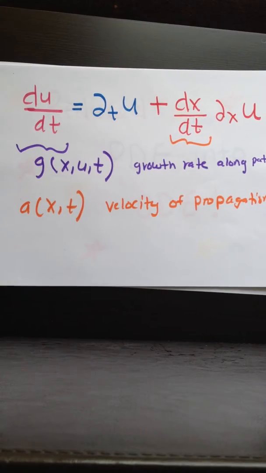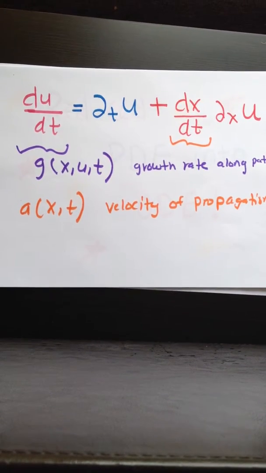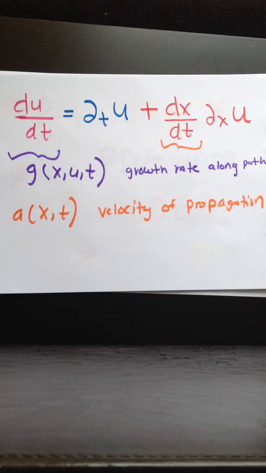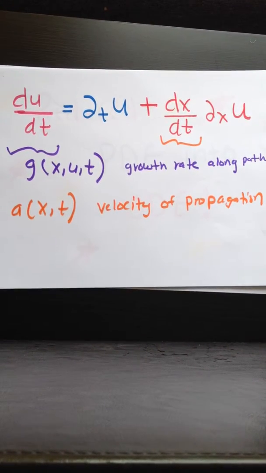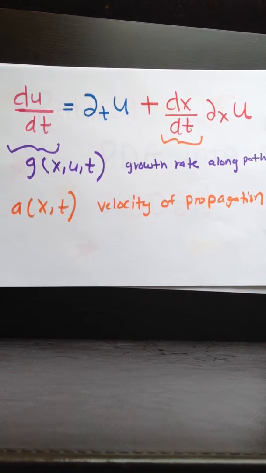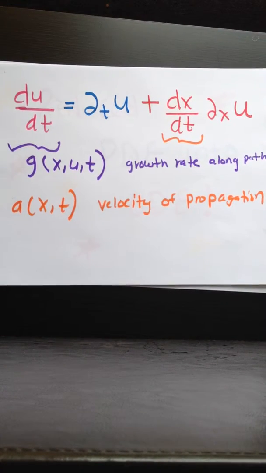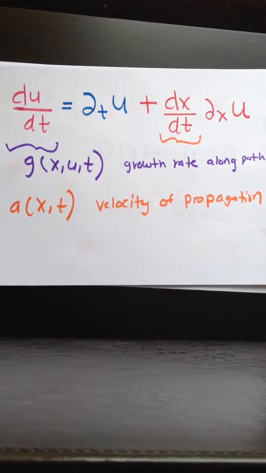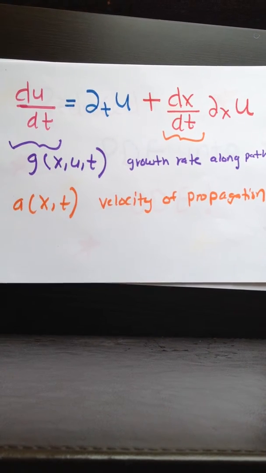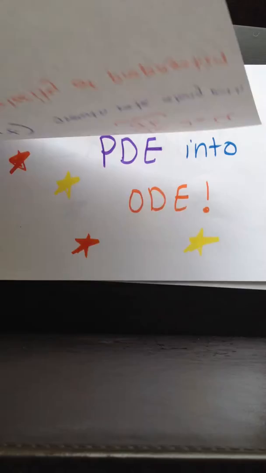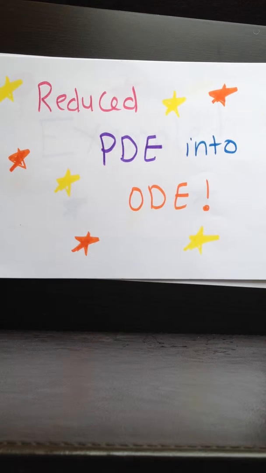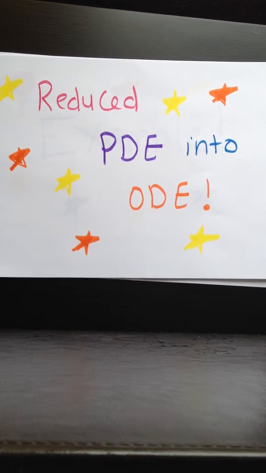so that our equation is du over dt is equal to the first derivative of t u plus dx over dt, first derivative of x u. And du over dt is really our g of x comma u comma t term, which is our growth rate along a path. And dx over dt is really our a of x comma t term, which is the velocity of propagation. So we've successfully reduced our PDE into an ODE.